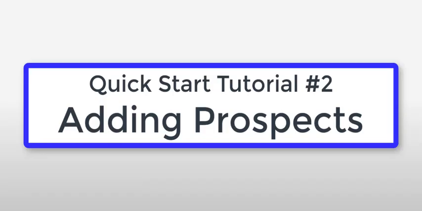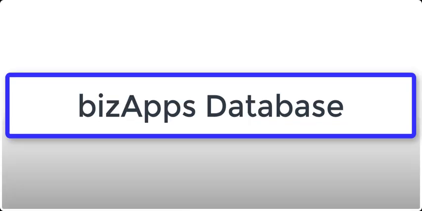In bizMail, all of your prospect information, such as names, phone numbers, and email addresses, are stored in your BizApps database. This central database holds all your mailing lists, email messages, and campaigns as well. Adding new prospects to your database is key to expanding your marketing and therefore your business. In future videos, we will introduce you to concepts and techniques you can use to build your database.